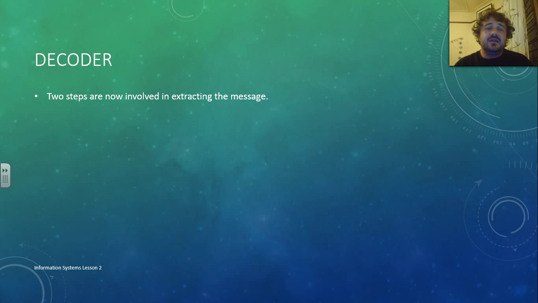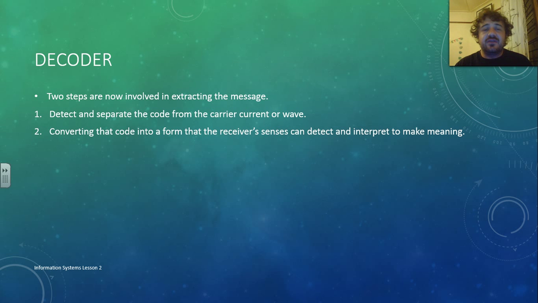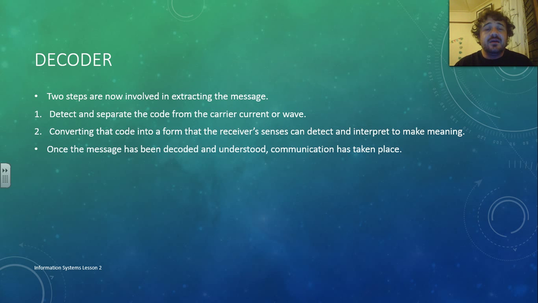All right, so decoder. Now, we have to extract the message, and there are two steps in that. First, you've got to detect and separate the code from the carrier current or wave. In other words, there'll be a baseline current, and there'll be a spike every time it's a turn on, so it's a one, and you need to pull those out. Then you have to convert it back into the form that we can detect. So for example, I'm talking to you now, the computer receives that code, and then it transforms it back into a video for you to watch, so your senses can take it in and make meaning. So once all four of those things have taken place, the message, and then the three steps for sending those messages, communication has taken place.